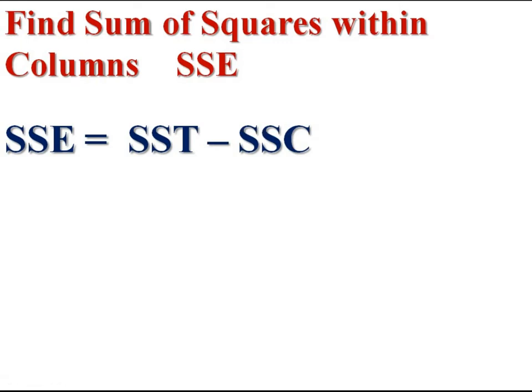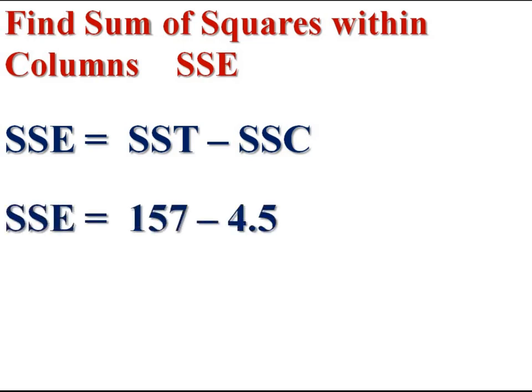Then compute the sum of squares within columns, SSE. It is equal to the difference between SST and SSC. That is SST minus SSC. We have SST 157 minus SSC 4.5. We get 152.5, SSE.